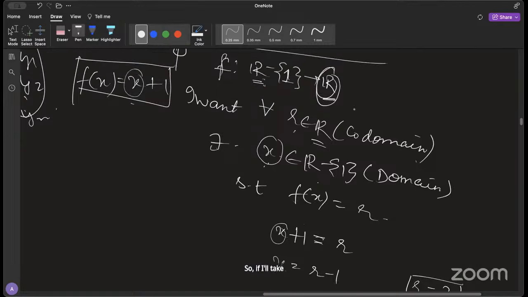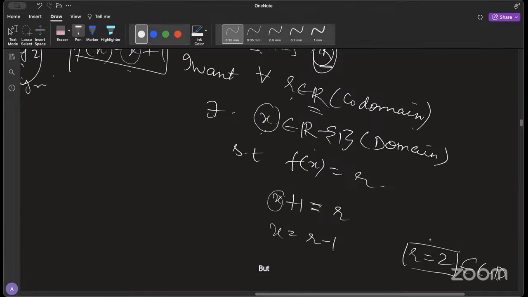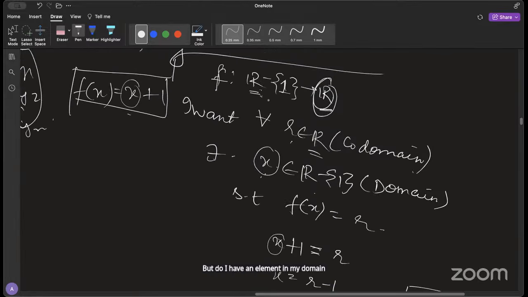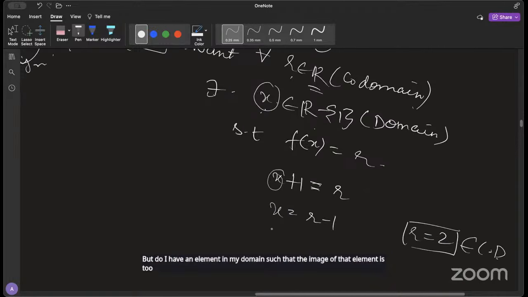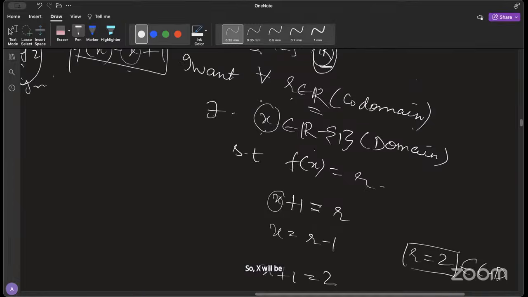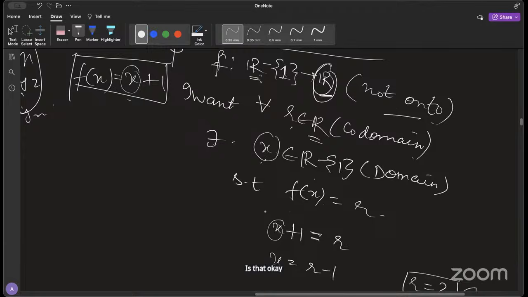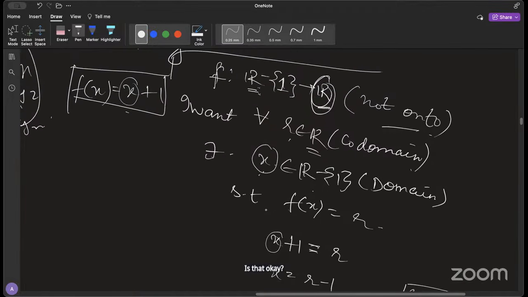So if I take r equal to 2, it belongs to real numbers, so 2 belongs to the codomain. But do I have an element in my domain such that the image of that element is 2? I want x plus 1 to be equal to 2. Yeah, x is 1, ma'am. So x will be 1. But my domain is R and 1 is excluded from that set. That means this function is not onto. Is that okay? Yes, ma'am. Okay.